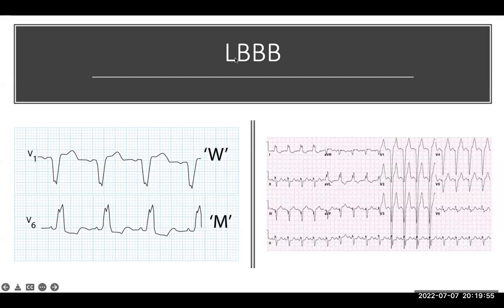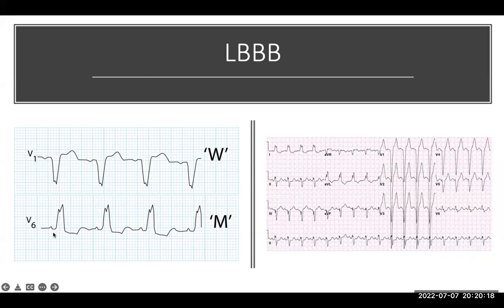Now, in left bundle branch block, it means that the left bundle is blocked. Therefore, electricity travels first in the right bundle, then it comes back to stimulate the left side of the heart, basically the left bundle side. And this is denoted in the ECG.